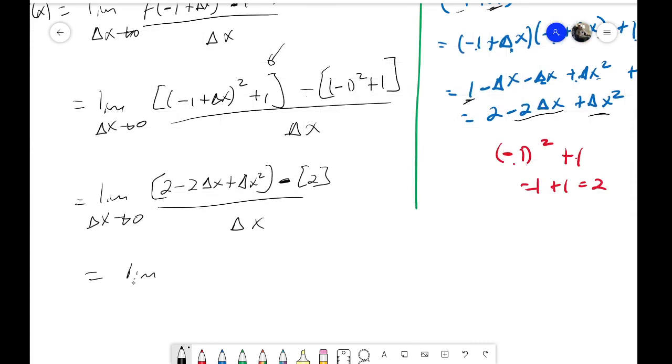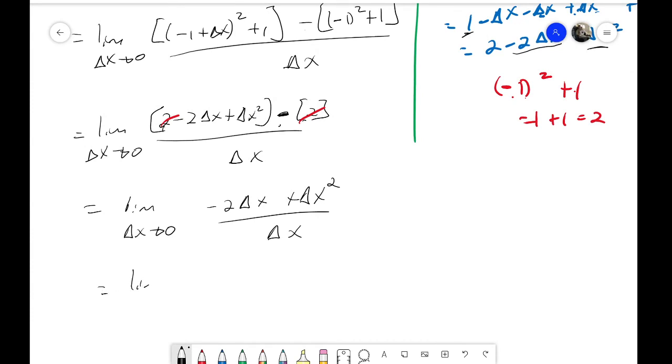So now let's simplify this a little bit more. This is the limit as delta x goes to 0. The 2's are going to cancel because this is 2 minus 2. So they go away. And we're left with negative 2 delta x plus delta x squared divided by delta x. Now notice that in the numerator we have delta x in both of the terms, which means that we can use your favorite word in math, the F word. We could factor. So we could take out 1 delta x from the top, and we're left with just minus 2 plus delta x in the numerator, and in the denominator we still have delta x.